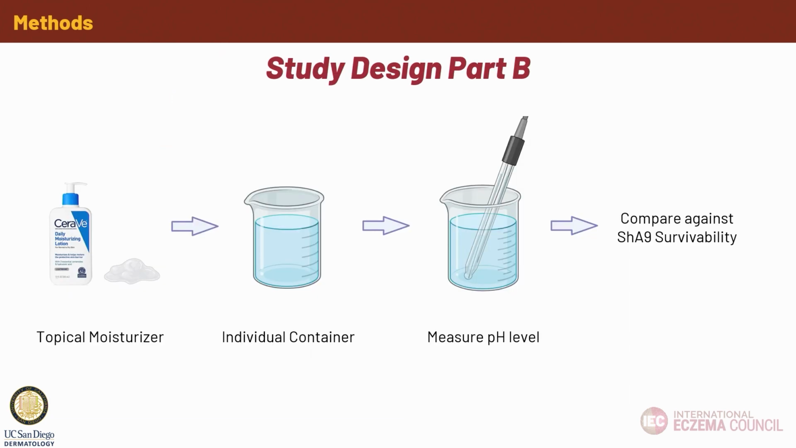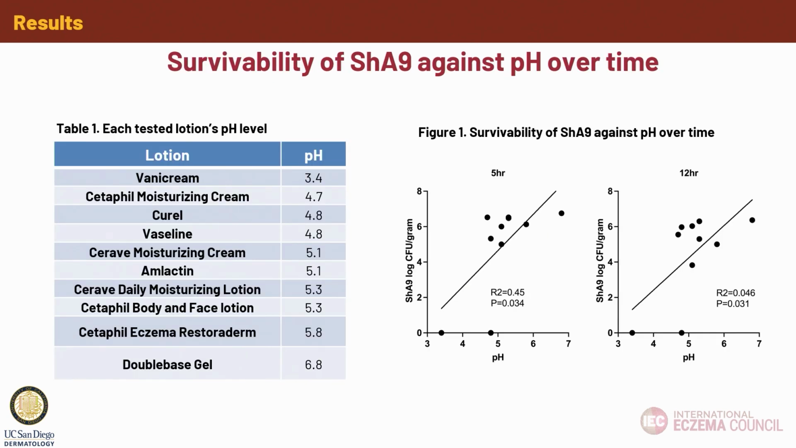In part B of our experiment, we sought to explore if the pH level played a critical role in the survivability of the SHA9 strain. So we took our moisturizers, placed them each in individual containers, measured the pH, and using the data from the method A section, we sought to plot the correlation between them.